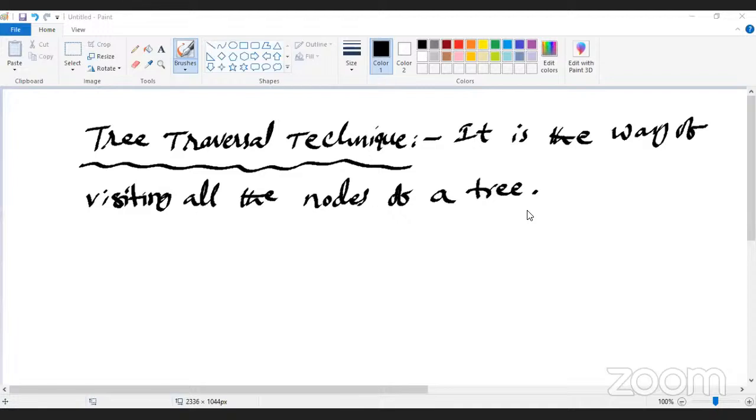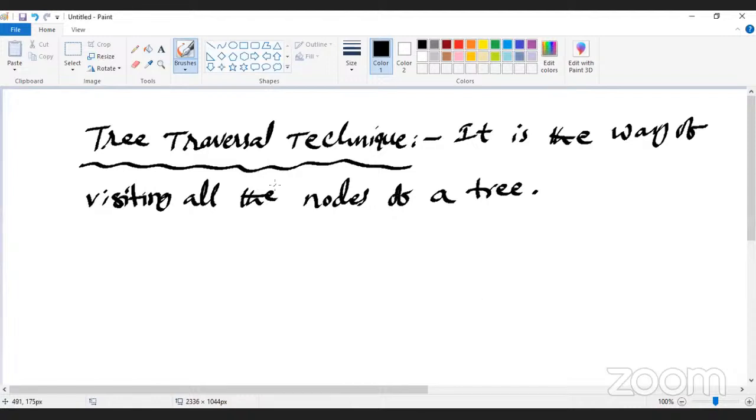We have seen something related to this in graphs. We have discussed in graphs that there are two techniques to visit each and every node to find the minimum spanning tree, to find the spanning tree. How can you generate or obtain a spanning tree from the given graph?